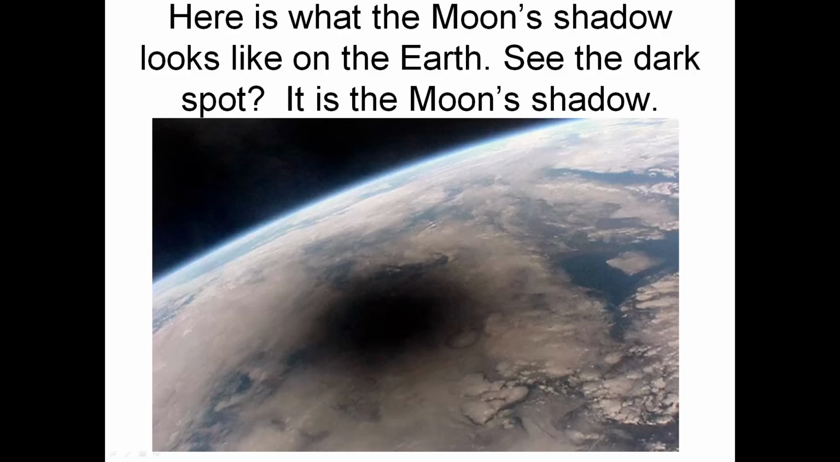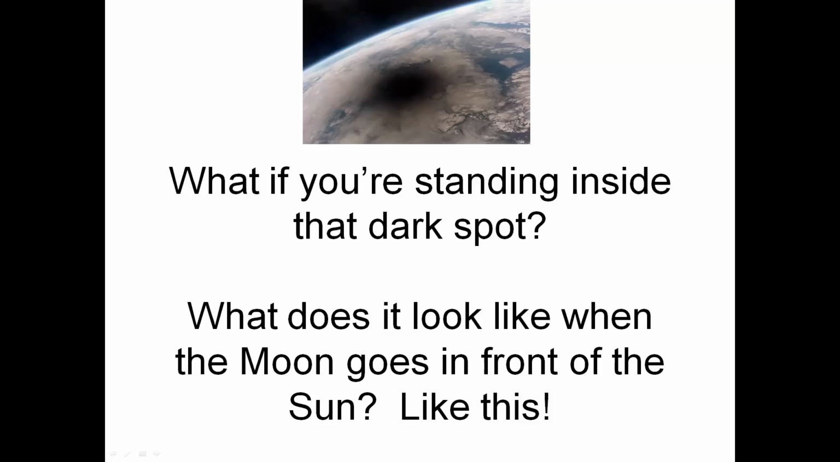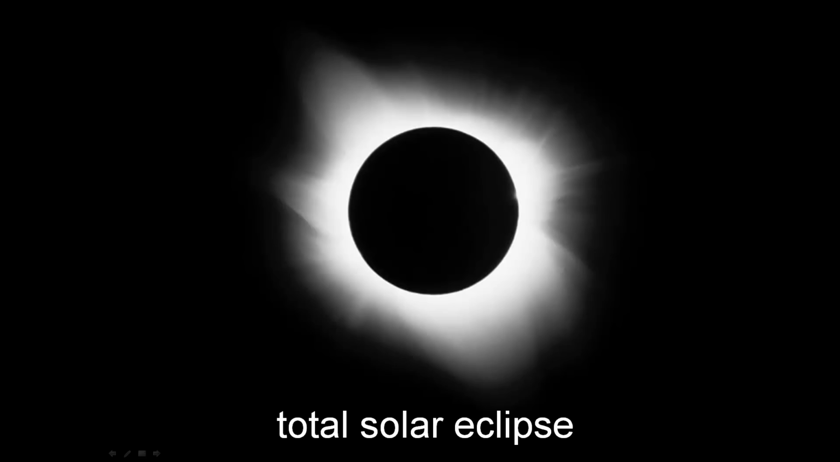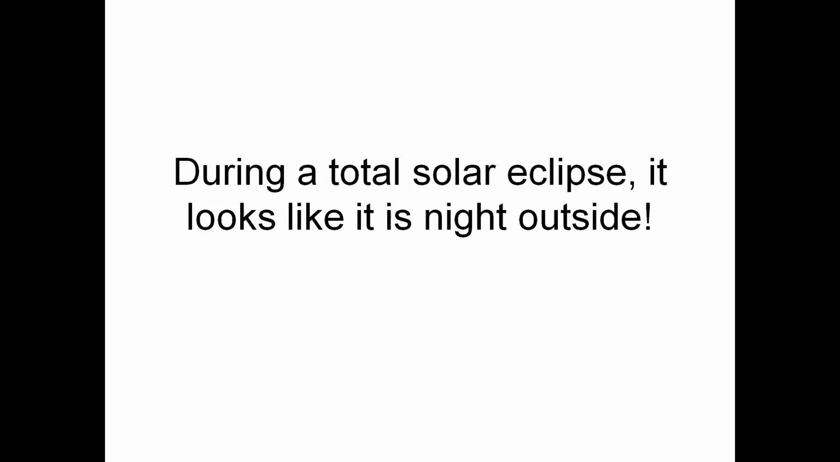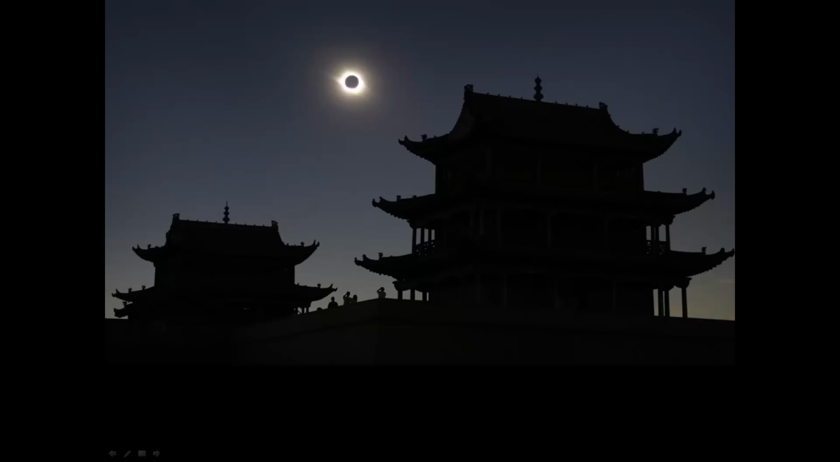Here is what the moon's shadow looks like on the Earth. See the dark spot? It is the moon's shadow. What if you're standing inside that dark spot? What does it look like when the moon goes in front of the sun? Like this. Total solar eclipse. During a total solar eclipse, it looks like it is night outside. The End.